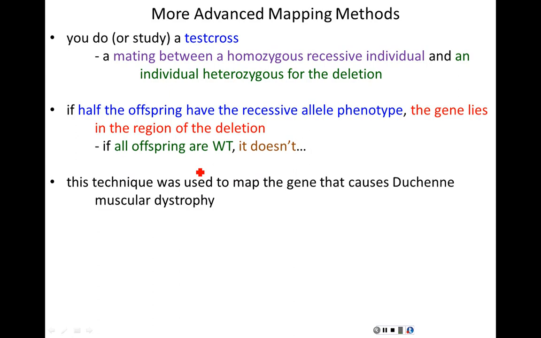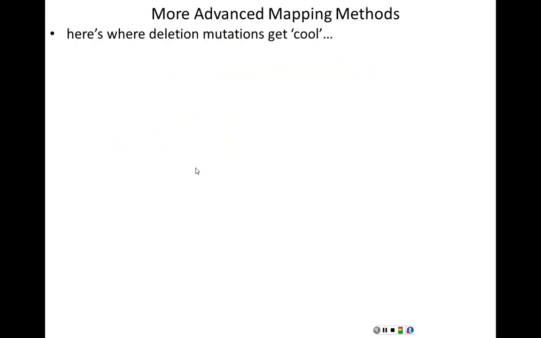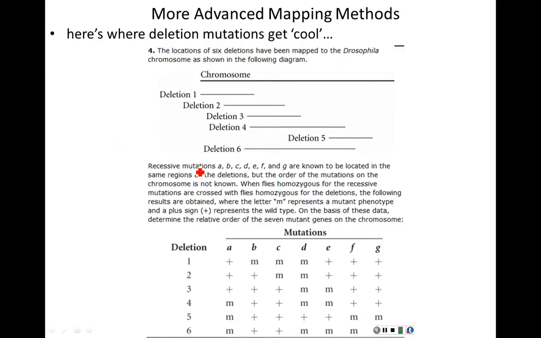Okay, so this technique was used to map the gene that causes Duchenne muscular dystrophy. And here's how it works. This is what we're going to do. You have your collection of deletions. In this case, the line for each deletion mutant represents which part of the chromosome is missing. So all of the rest that we don't see is a part of the chromosome that's still there. So this part of the chromosome for deletion number 4 is still present. The line represents what's missing.